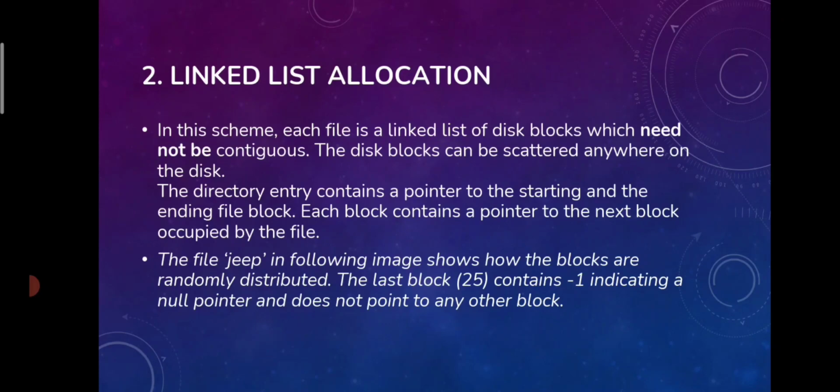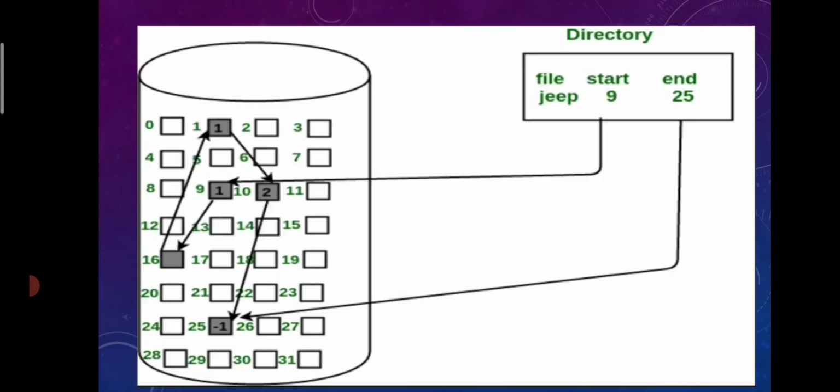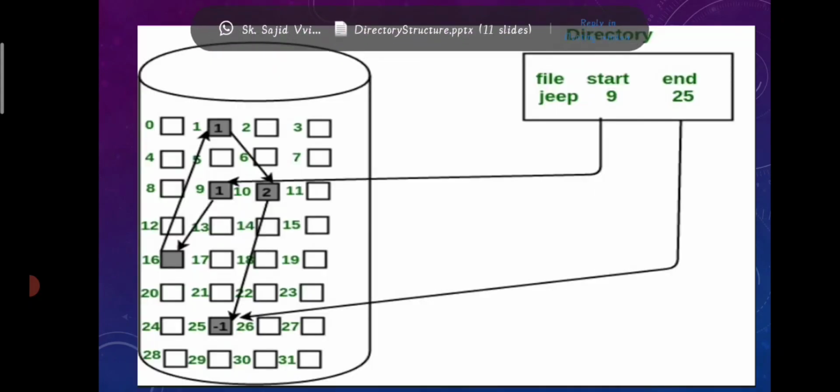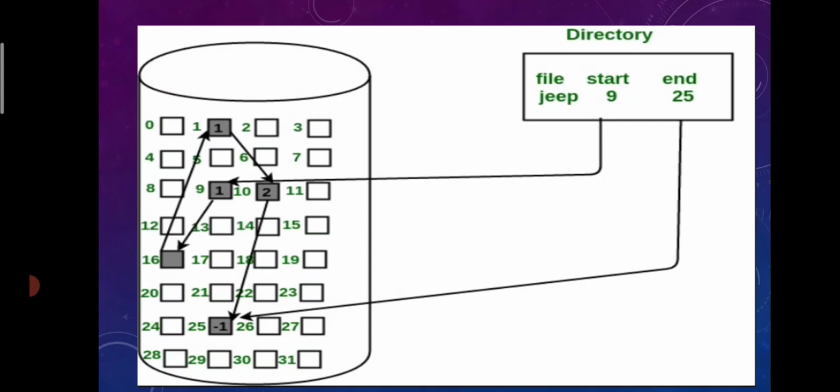The file zip in the following image shows how the blocks are randomly distributed. The last block, 25, contains -1, indicating a null pointer; it does not point to any other block. That means the data ends at the point -1. As you can see in the diagram, the start point of the file zip is 9 and the end point is 25. From the start node, an arrow points to 1, 1 points to 2, and 2 points to -1. So this is how this works.